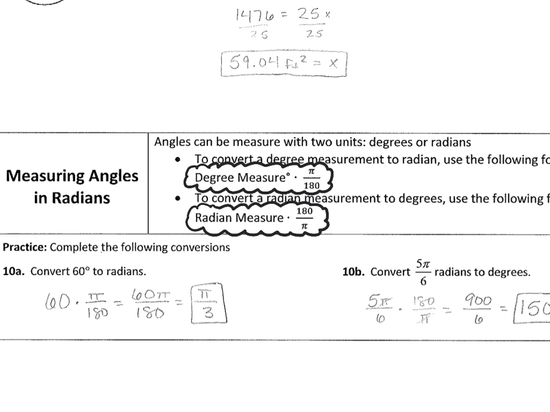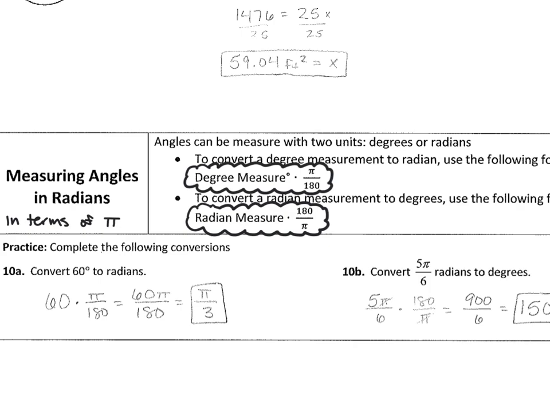Now, in these problems, you are not pressing the pi button. When you are converting from radians to degrees or degrees to radians, you don't use the pi button because it will give you a decimal. And we want to see this in terms of pi. So you're leaving pi in your answer, which means we're not actually pressing the pi button on our calculator.